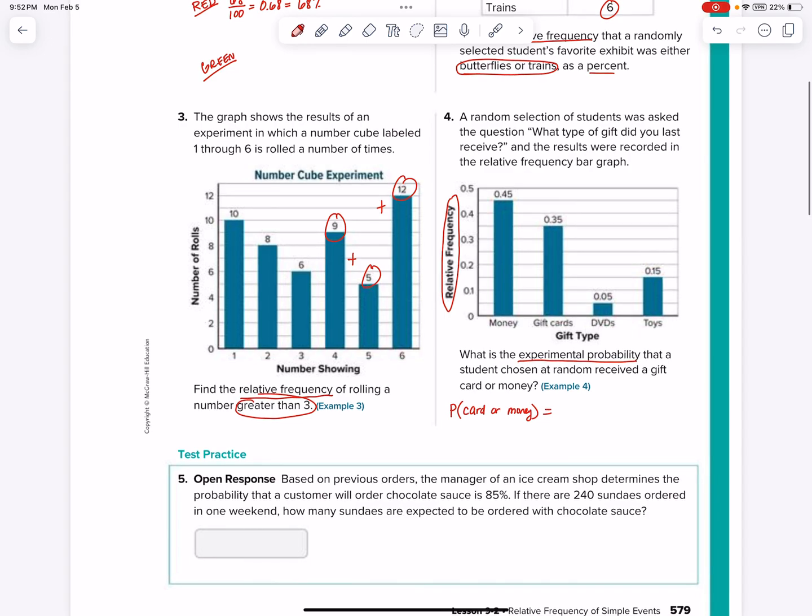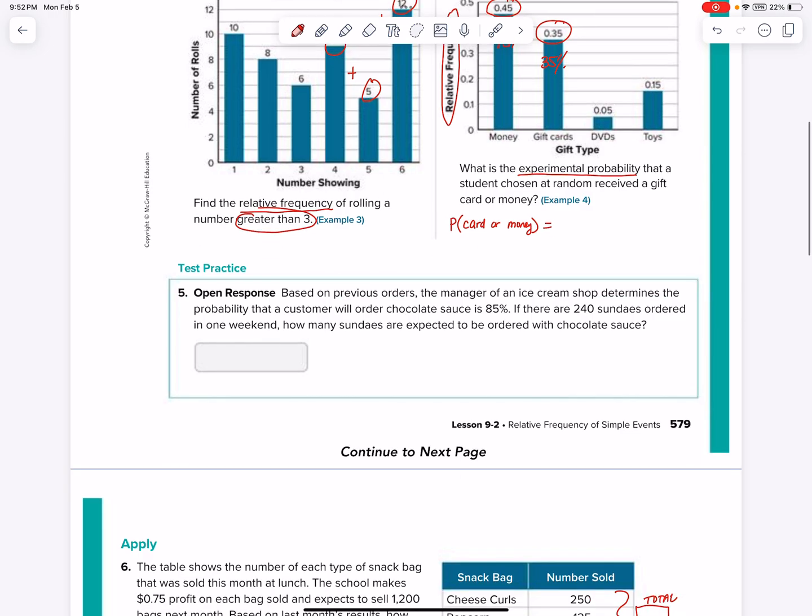Okay, all right, so if you take a look at that, we're looking at card or money. Remember, for these ones, you're just adding these up. Okay, these are already in percent form, because remember, we have 45% and we have 35%. Okay, it's already in percent form. So what is the total percent probability? Okay, so that should be an easy one to add up.